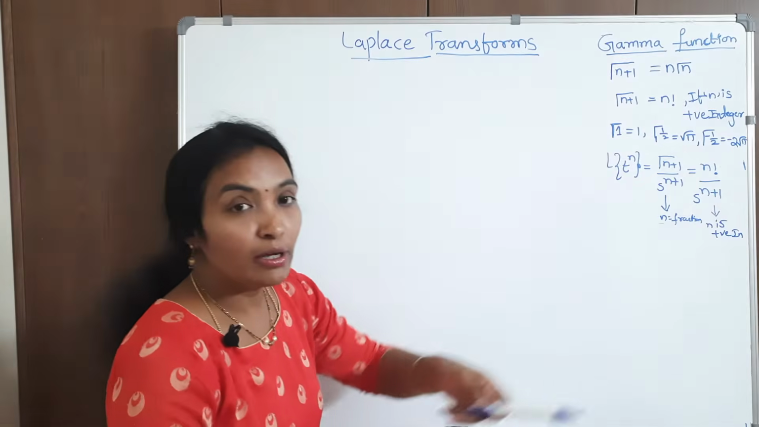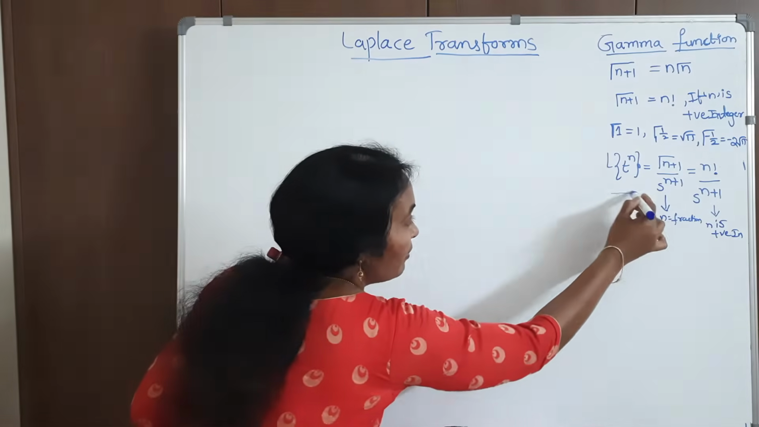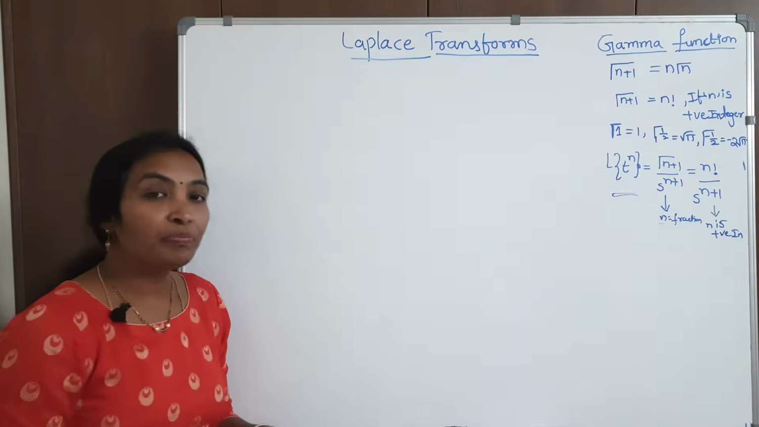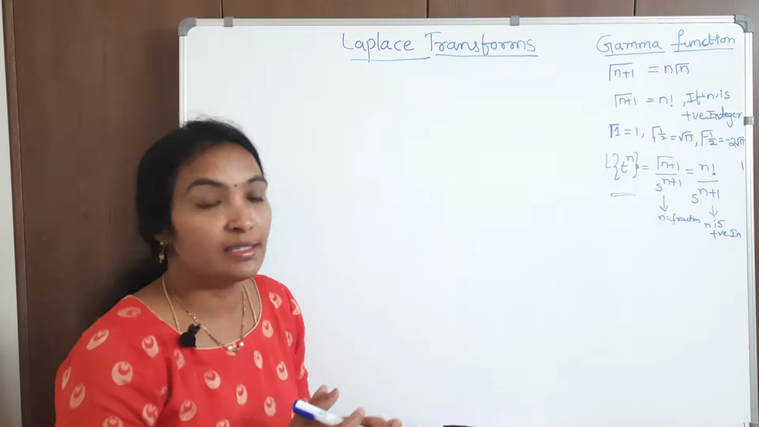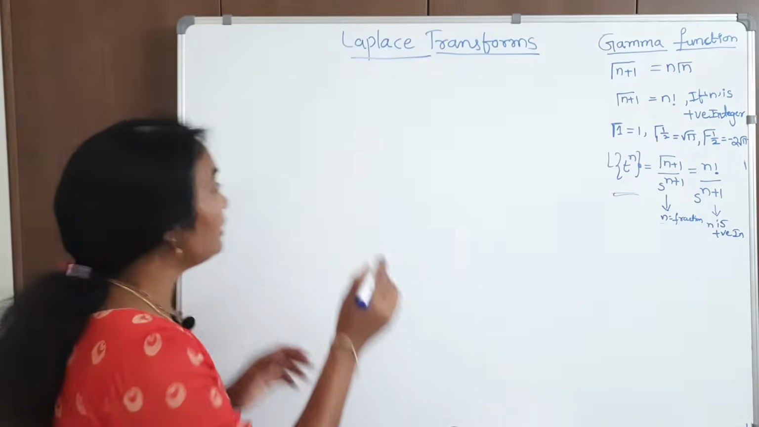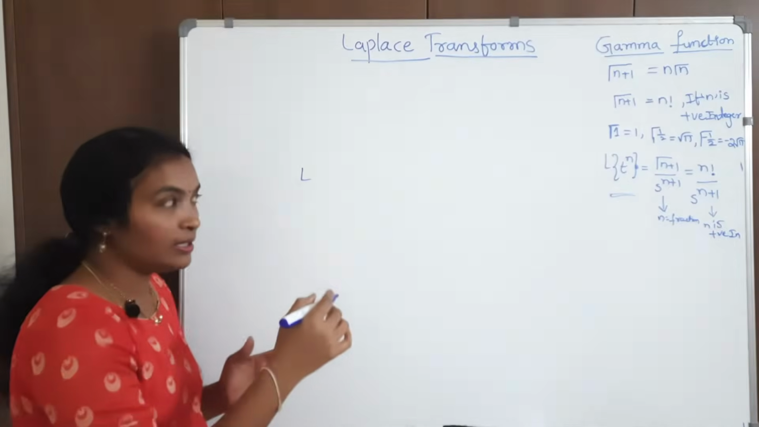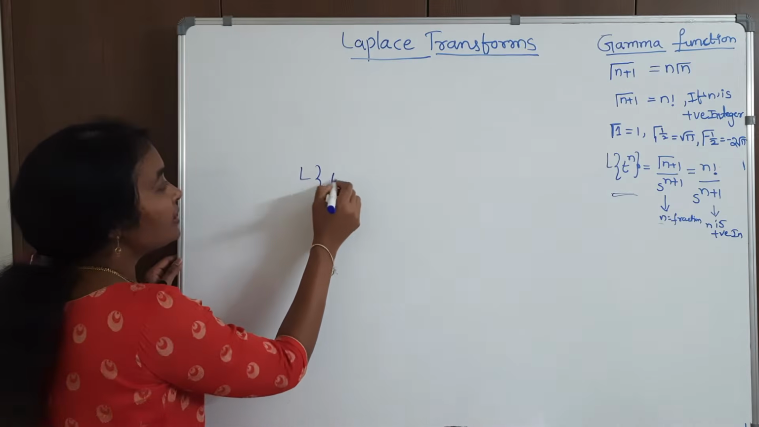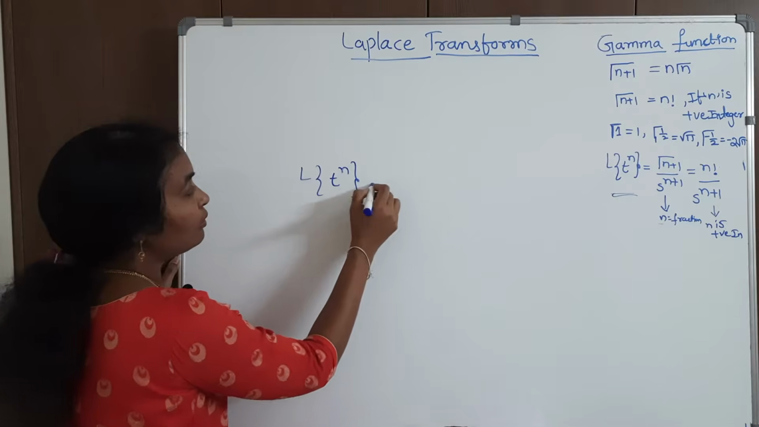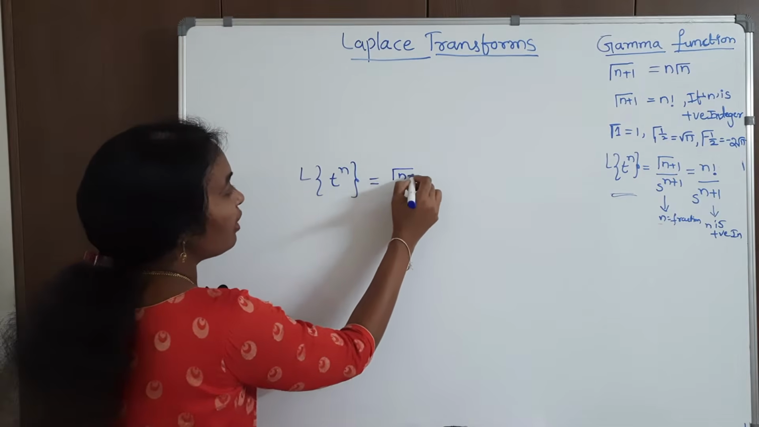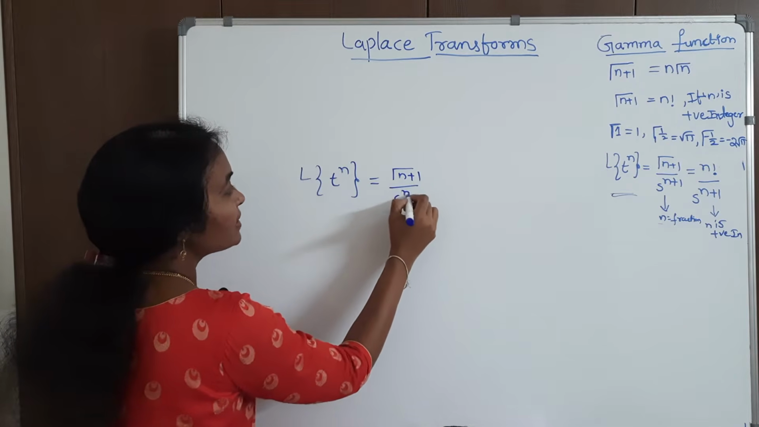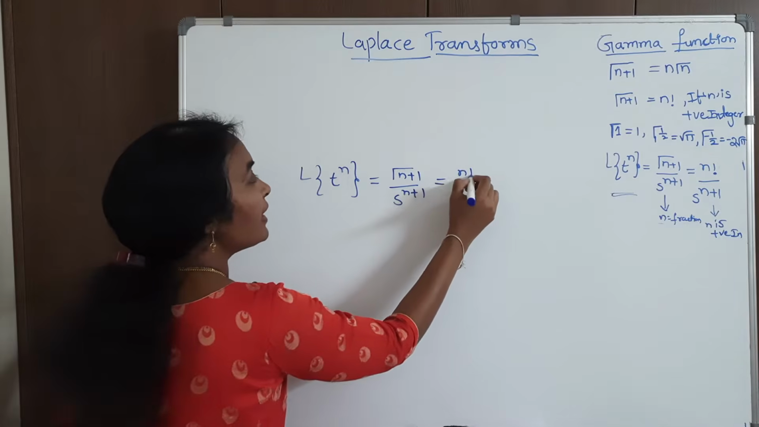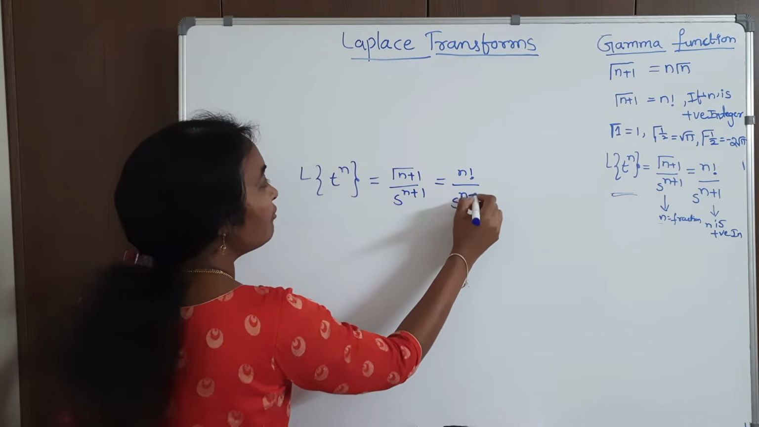And here we are going to use this formula. Laplace of t power n in terms of the gamma. If you want to know how this formula came about, ask in the comment box and I will tell you. First of all, we know the standard form. Gamma of n plus 1 by s power n plus 1, and n factorial by s to the power of n plus 1.